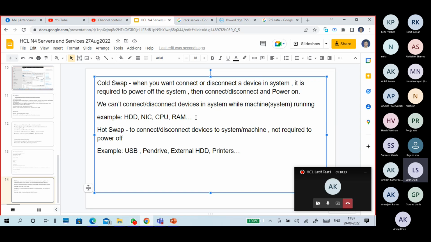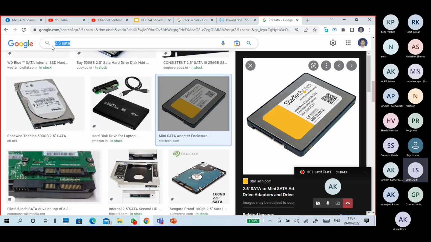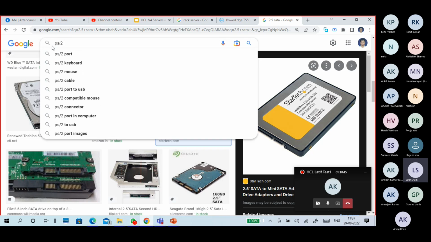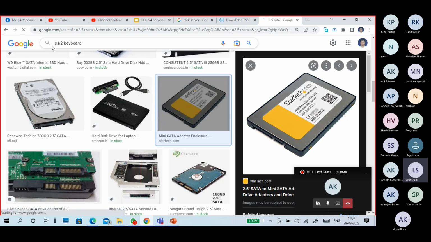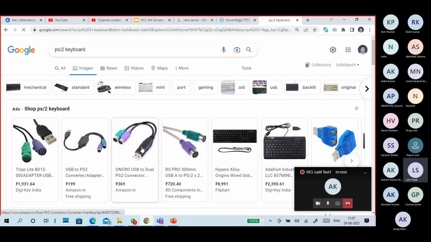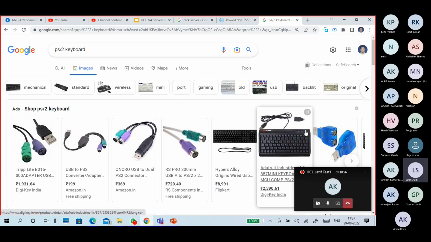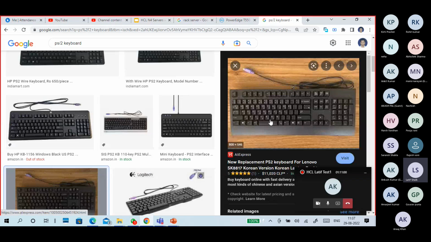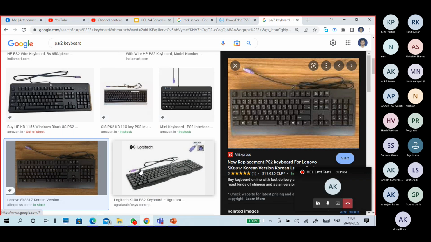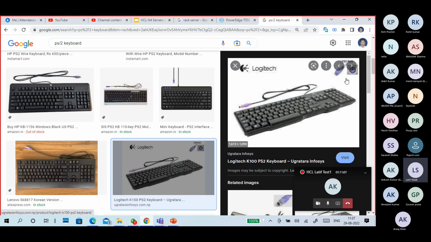You know, in the olden days we had PS/2. PS/2 keyboard. Maybe you have seen it or not, I don't know, but I am trying to show you PS/2, keyboard or a mouse. You can see this is the PS/2. In those days, the normal keyboard connection was PS/2.